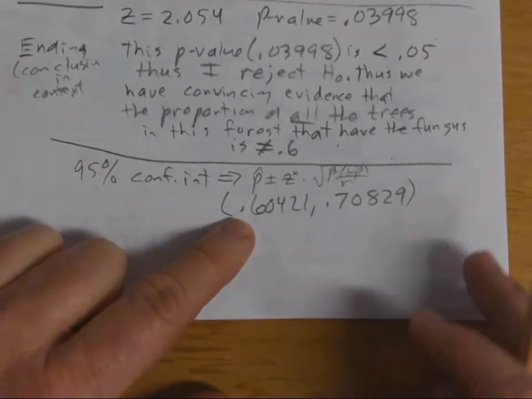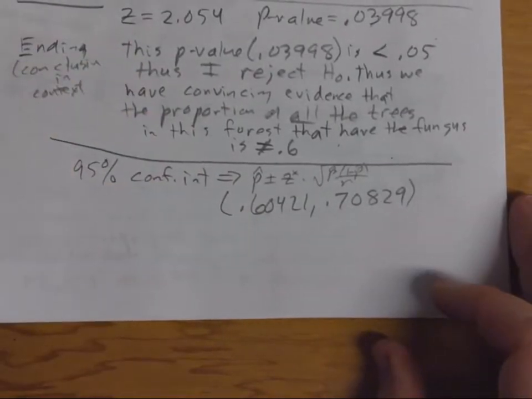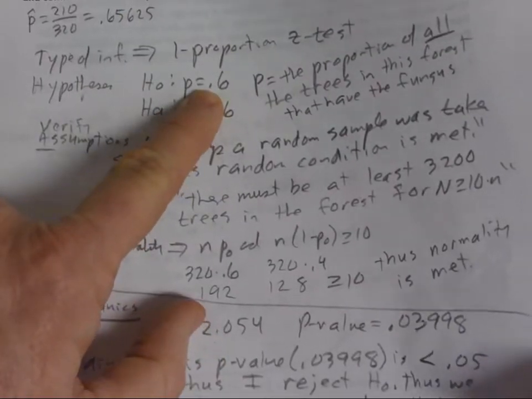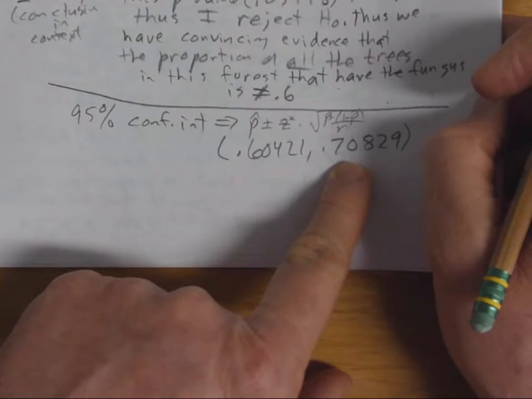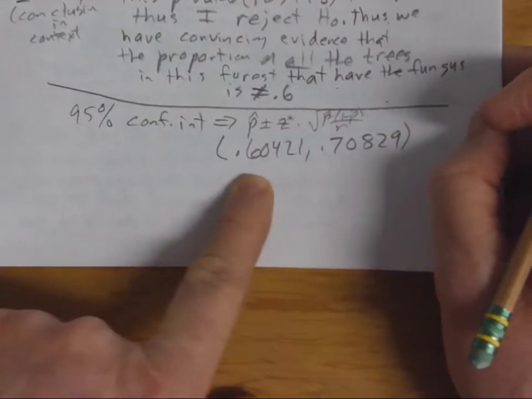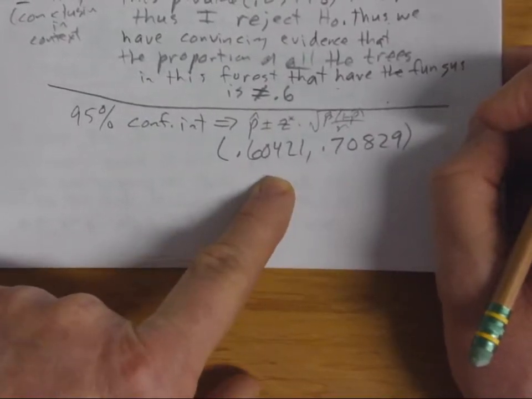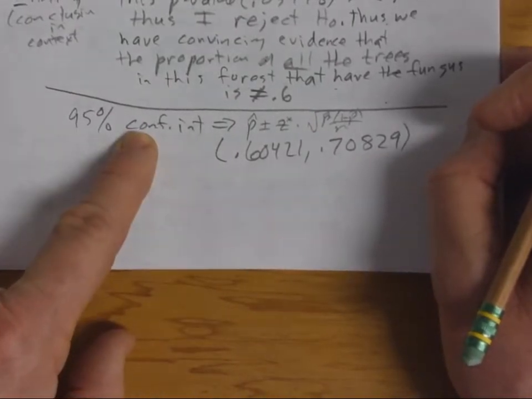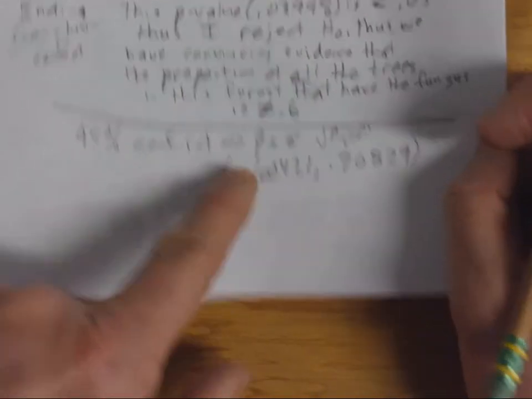And the way that relates to the hypothesis test is this. This hypothesis test is testing 0.6. You'll notice that 0.6 is not a plausible value according to this interval for p. This interval gives the plausible values for p at 95% confidence.